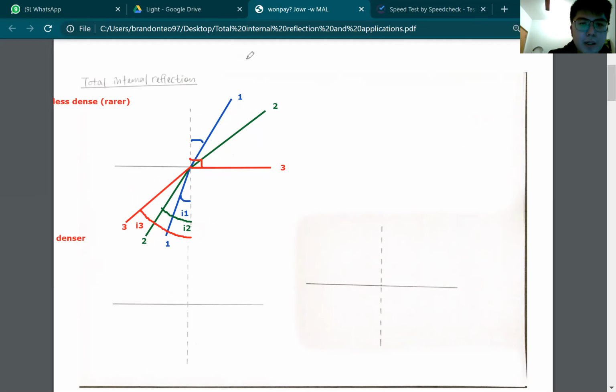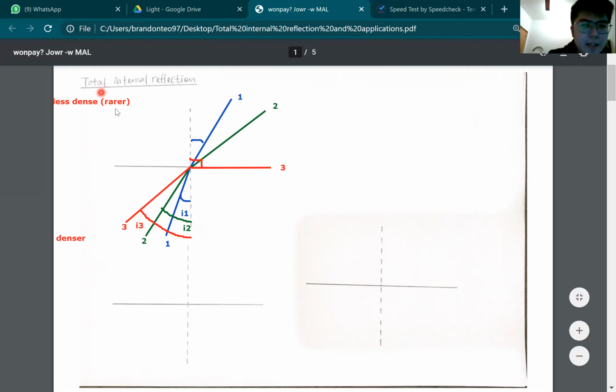Remember, this only happens from a denser medium to a less dense medium. 它只会发生在如果那个 light 从 denser 去 less dense 罢了。如果 light 是从 less dense 去 denser 它是不会发生的。因为只有从 denser 去 less dense, light 是 bend away from the normal.